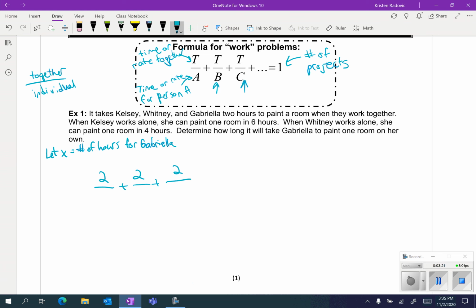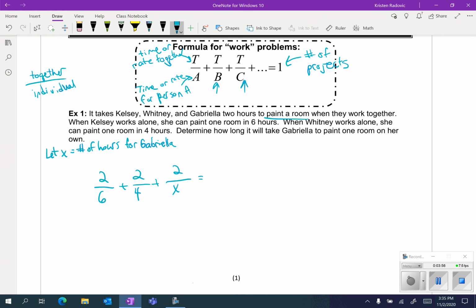Now, when Kelsey works alone, that's an individual time that's going to go in the denominator. She can paint one room in 6 hours. When Whitney works alone, she can paint one room in 4 hours. Again, individual times go in the denominator. And determine how long it takes Gabriella to paint one room on her own. So we're going to put the x because we don't know Gabriella's individual time. We're setting this equal to how many rooms we're painting. And the problem keeps saying you are painting a room.